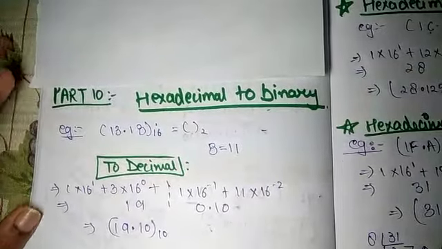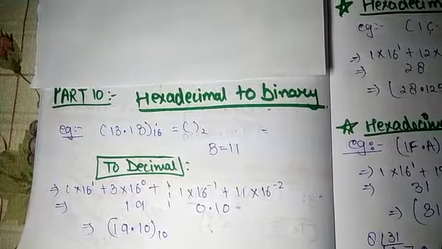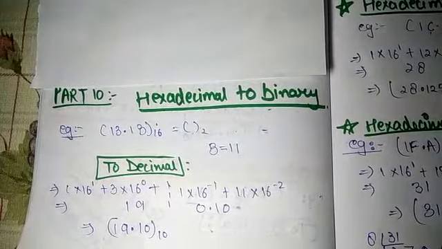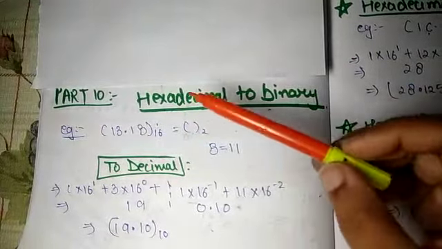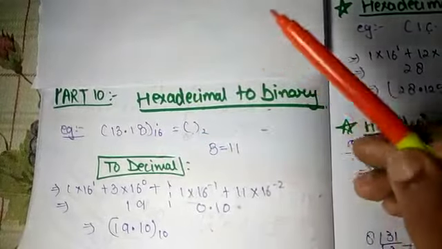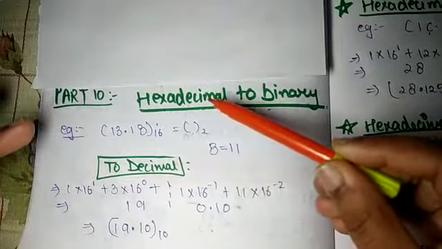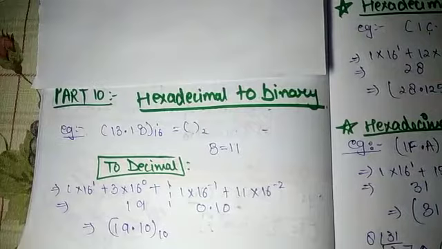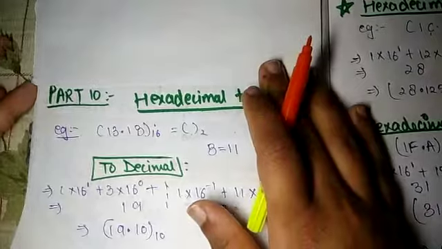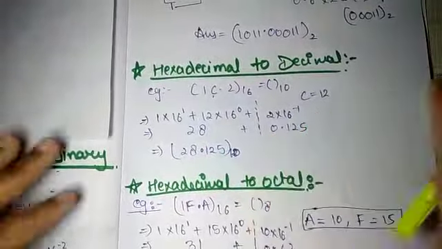So we are on the last topic, that is hexadecimal conversions. In this video I have covered all the hexadecimal conversions, either to binary, to decimal, or to octal. Here we have the same concept that we had in the octal conversion: for understanding hexadecimal conversions to binary and octal, it is necessary to understand the hexadecimal to decimal conversion. So firstly we are going to understand the hexadecimal to decimal conversion.